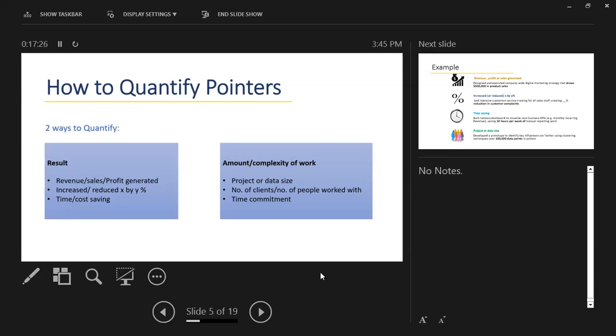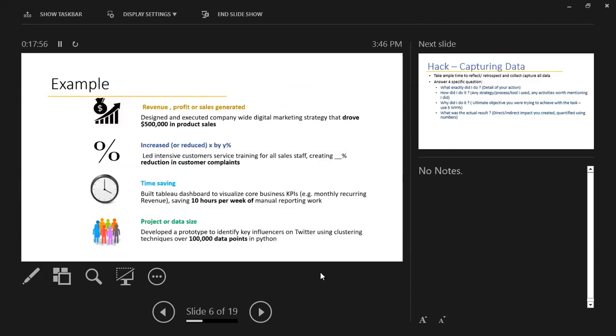Another way is the number of projects or the kind of data size that you have handled. The number of clients or number of people that you have worked with will be another opportunity to quantify. And the time commitment. For example, you had taken a project for 3 months and you were able to do it within a span of 2 months. Likewise, you can always talk about that. We have certain examples also.